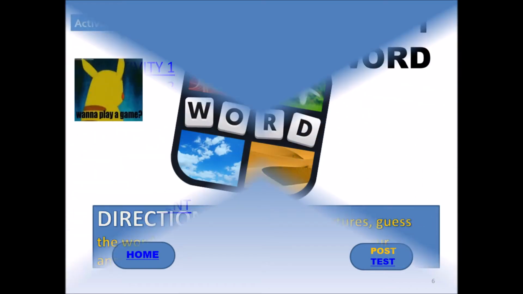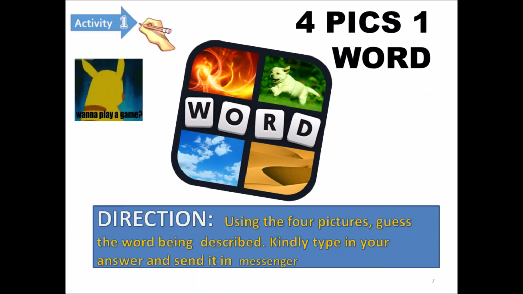Let's start with Activity 1, 4 Pics 1 Word. You are going to use the 4 pictures and guess the word being described by them. Kindly type in your answer and send it in Messenger.